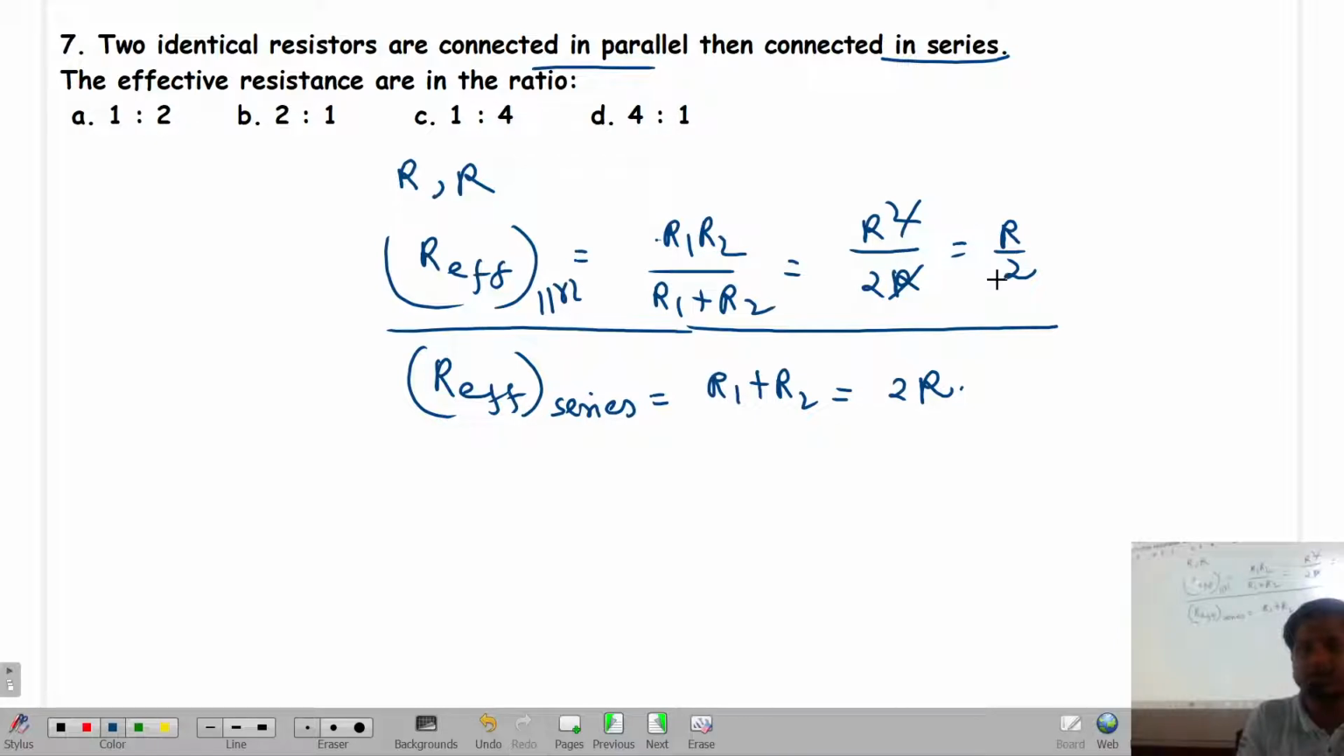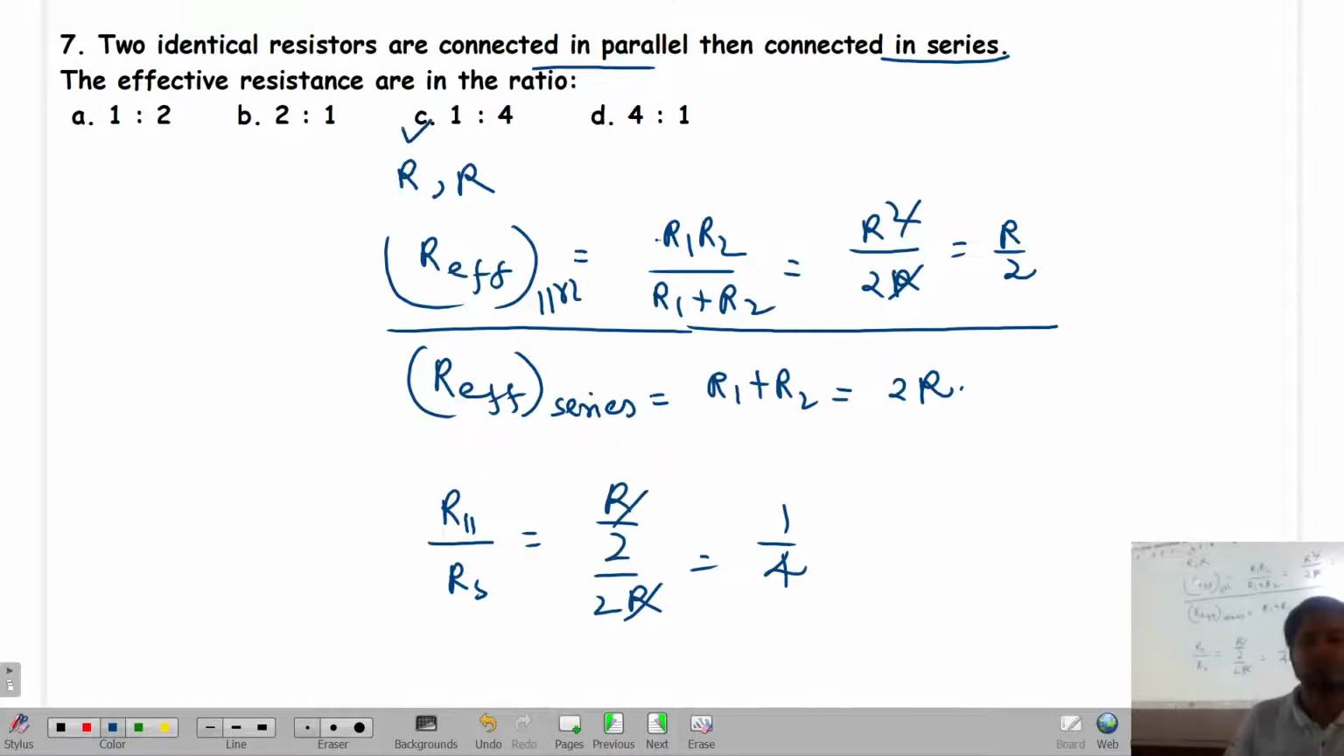4R got cancelled, it will become 1 by 4 or not? Yes or no? R parallel by R series is what? R by 2 divided by 2R. R got cancelled, it is 1 by 4. Option C. Got it or not?